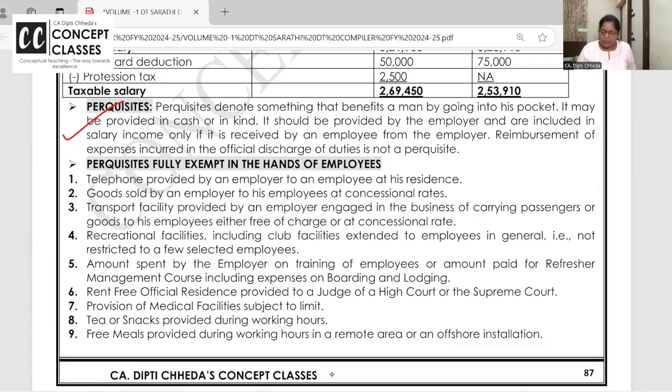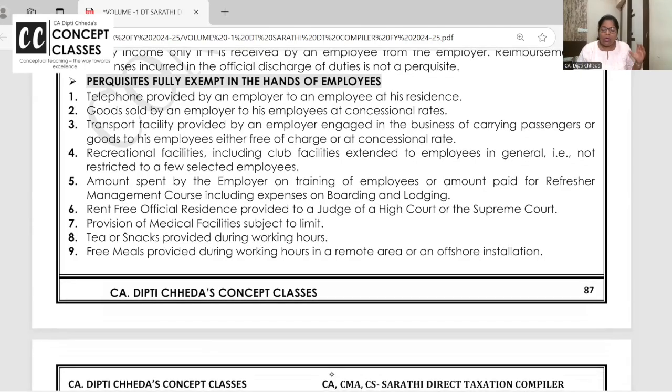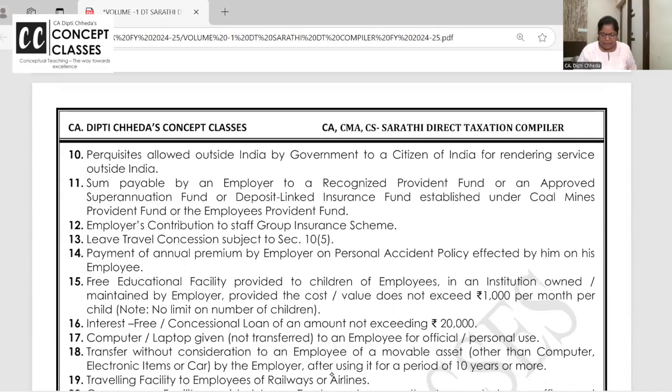Perquisites denote something that benefits you in pocket and all. Okay, let's leave the definition aside. What are the perquisites which are completely exempt? Telephone provided by the employer at the employee's home, goods given to the employee at concessional rate, transport facility, recreation club and all during office hours. Rent-free accommodation is exempt only for High Court and Supreme Court judges, otherwise taxable. Medical facility up to a limit, we'll see. Tea, coffee, snacks and free meals are exempt only if they are working in a remote area. Otherwise, free meals are exempt up to 50 per meal, beyond that taxable.